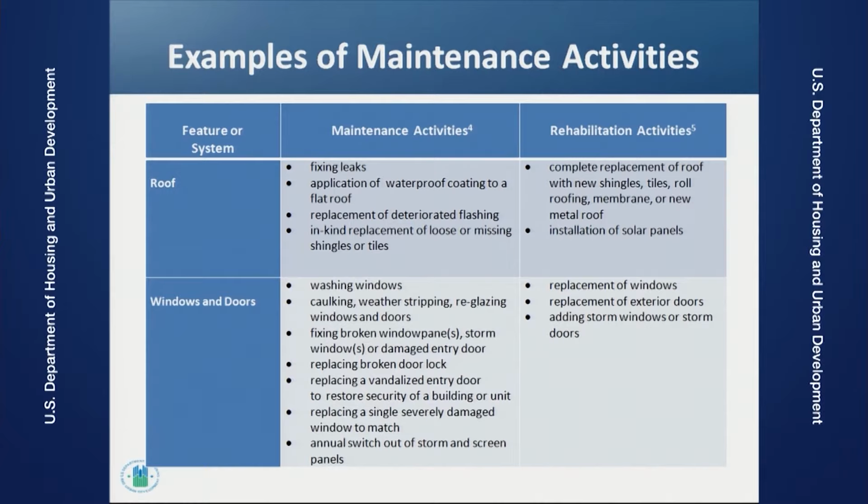So in the context of a roof, fixing a leak, applying a waterproof coating, replacement of flashing or loose or missing shingles or tiles would all be considered maintenance. However, complete replacement of the roof with new shingles, new tiles, a new roof, or installation of solar panels would all be rehabilitation and would be categorically excluded subject to 50.4.